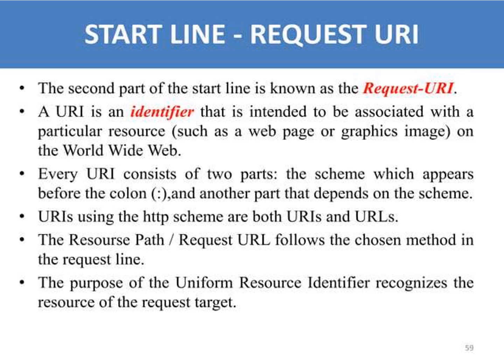The second part of the start line is also known as the request URI. URI stands for Uniform Resource Identifier. It indicates something associated with particular resources on the World Wide Web. Every URI consists of two parts: the scheme, which appears before the colon, and another part that depends upon the scheme. URIs using the HTTP scheme are both URI and URL. The resource path or requested URI follows the chosen method in the request line. The purpose of the Uniform Resource Identifier is to recognize the resource of the requested target.